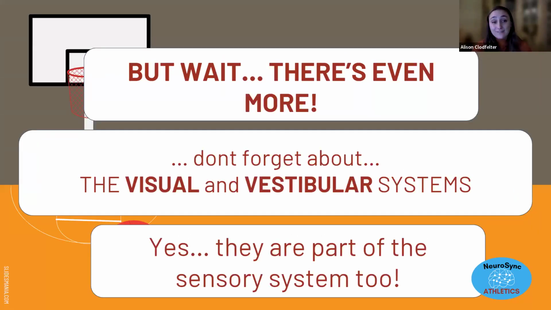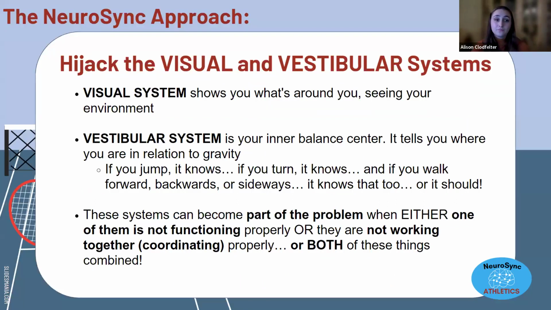But wait, there's even more. Part of our sensory system also includes our visual and vestibular systems, so we can't forget them too. We need to hijack our visual and vestibular systems with our NeuroSync sports treatment.